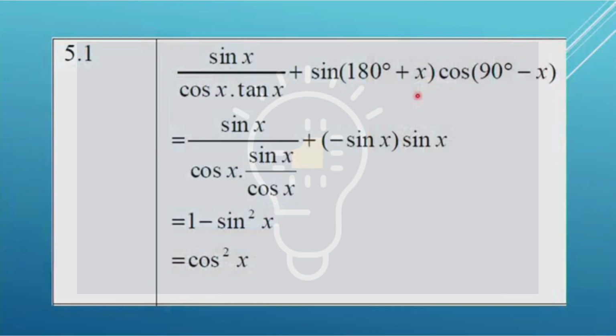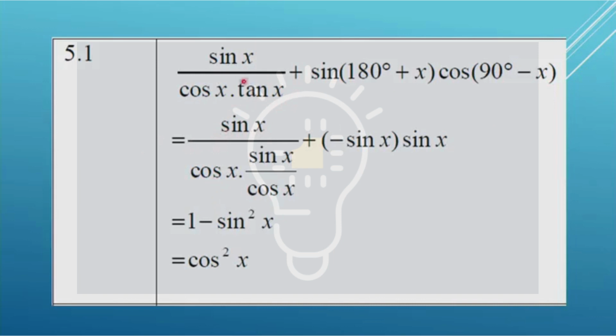Well, if we look at that, there we have sine of x as an opening expression, cosine divided by cosine x multiplied by tangent x, plus sine of 180 degrees plus x multiplied by cosine of 90 minus x. How does that simplify itself? There's our first term. There we have sine of x, that was in the numerator, we have cosine x.